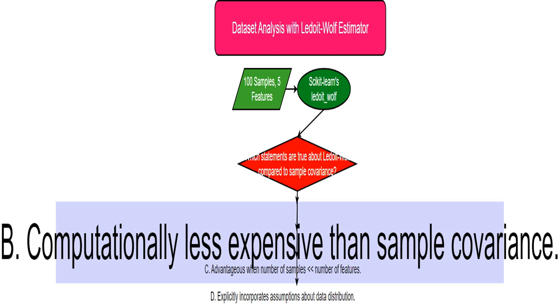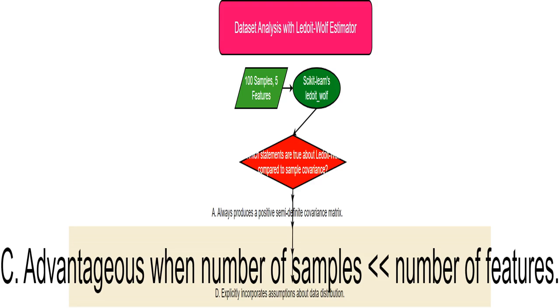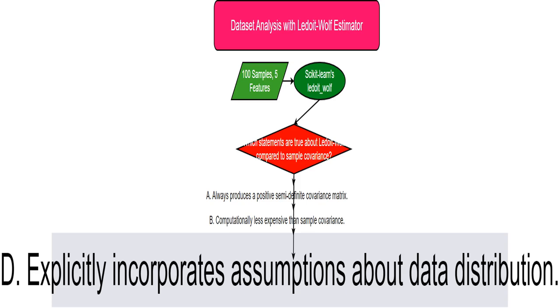This claims that the ledoitwolf method is faster than the standard approach. Let's see if that's true. This statement says that ledoitwolf is especially useful when I have far fewer samples than features. This is a common scenario in many real-world datasets. This asks if ledoitwolf makes specific assumptions about how the data is distributed, e.g., following a bell curve.